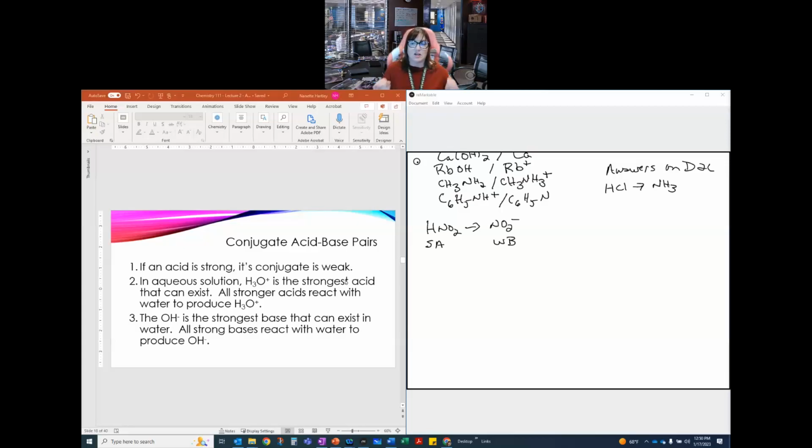The strong acids are going to have weak bases. Weak acids will also have stronger bases. Okay, so they're opposites of each other. In an aqueous solution, H3O plus is the strongest acid that can exist. If I have a stronger acid than that, HNO2 is a stronger acid than that, then that proton comes off and goes to H3O plus. That's the strongest thing that can exist in water. OH minus is the strongest base that can exist in water. So anything else that's around that's a stronger base will donate everything such that it becomes just OH minus. Okay? So that's what we're talking about there. And we'll talk about that a little bit more later.